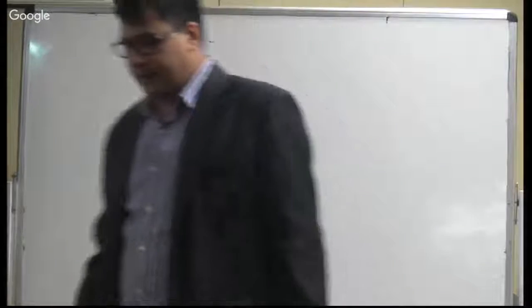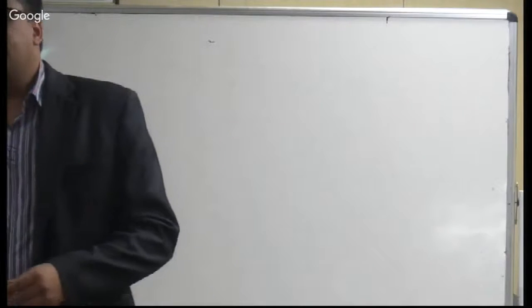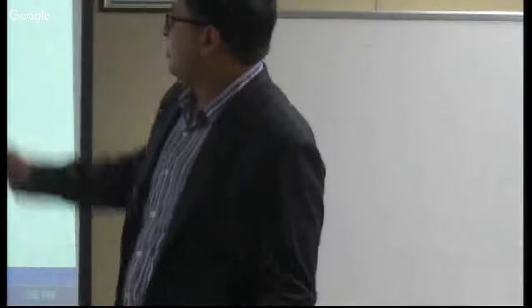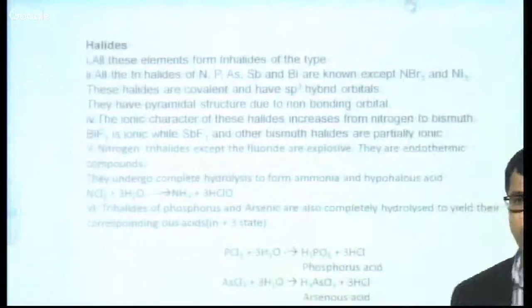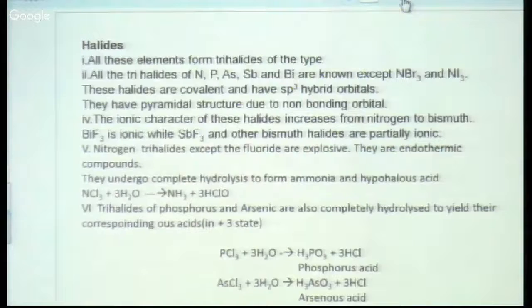So we have done two chemical properties. One is the formation of hydride. Second, the formation of halide. So in halides, you can remember that nitrogen is unable to form bromide and iodide, but nitrogen forms NCl3 and NF3. Clear?